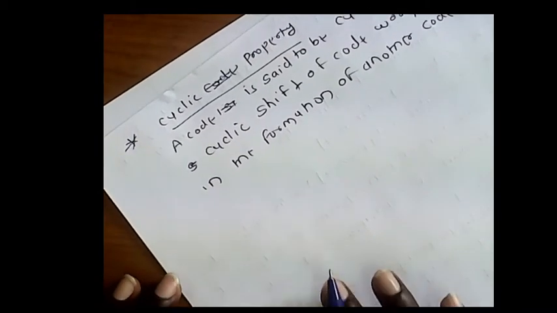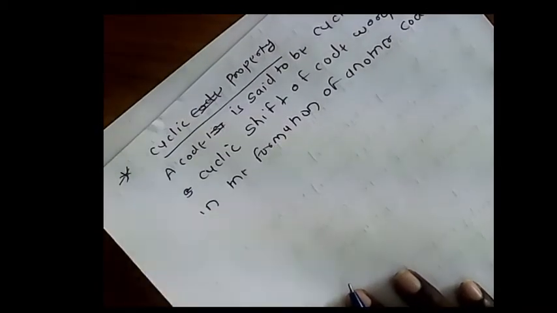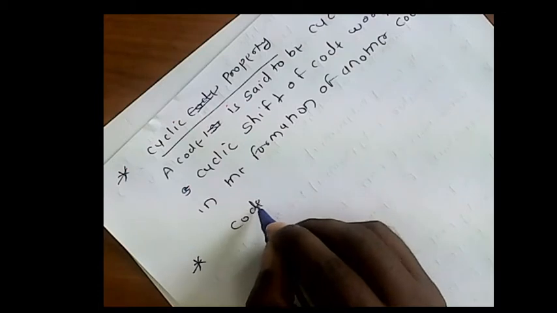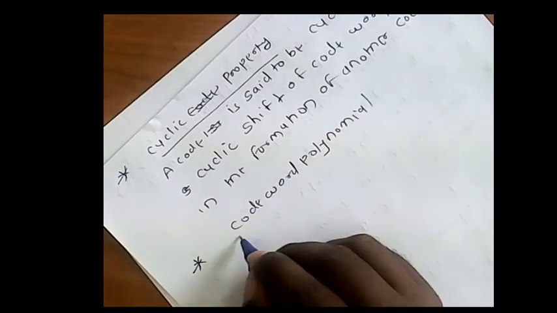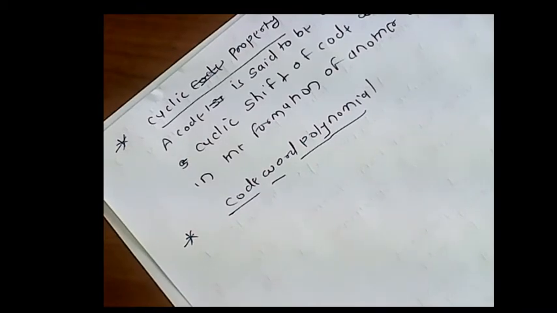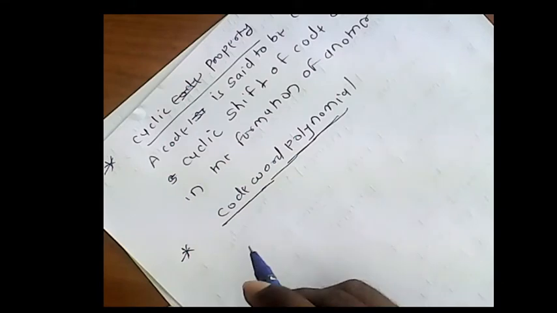Now we introduce the generator polynomial for the cyclic code. The cyclic property we have already discussed. It is possible to treat the elements of a code word of length n as the coefficients of a polynomial of degree n. So next is the code word polynomial. So we can write down the code word polynomial in the form of a polynomial.